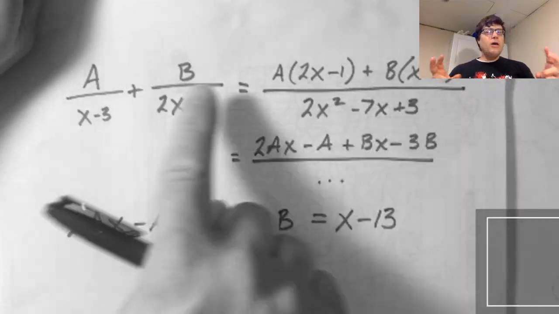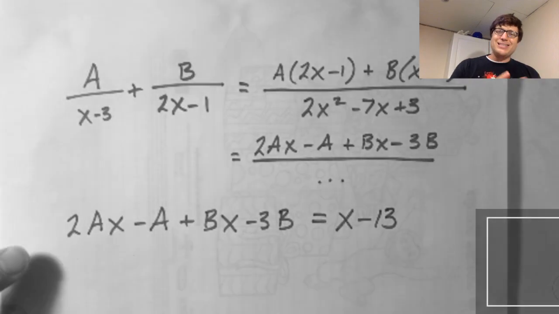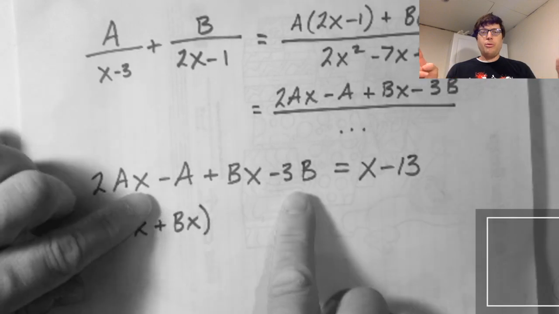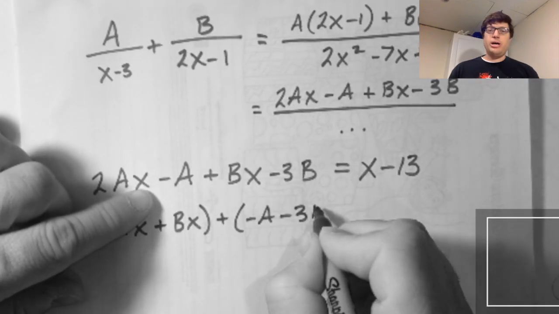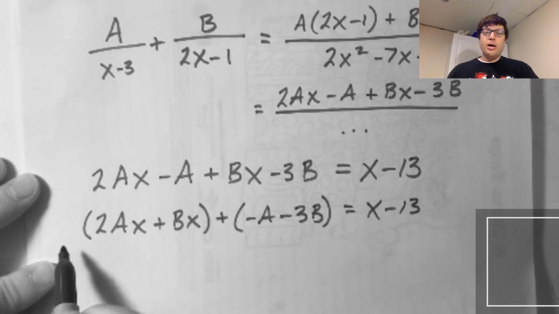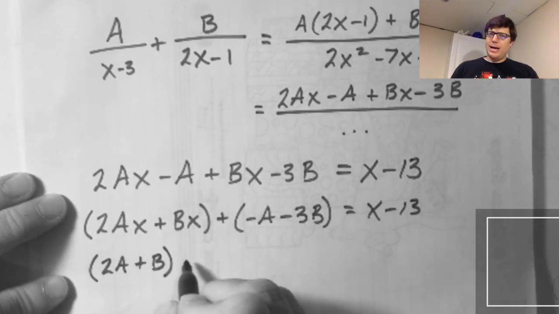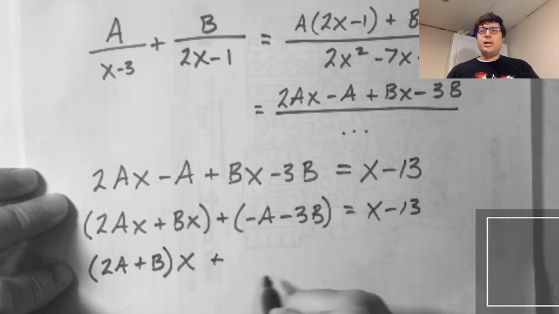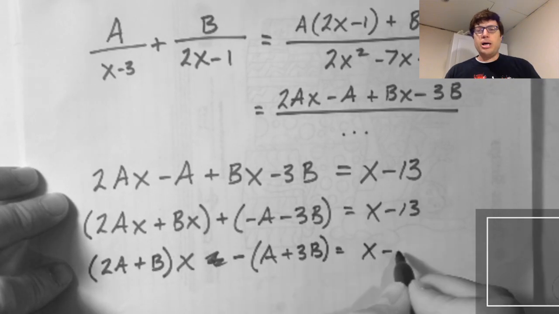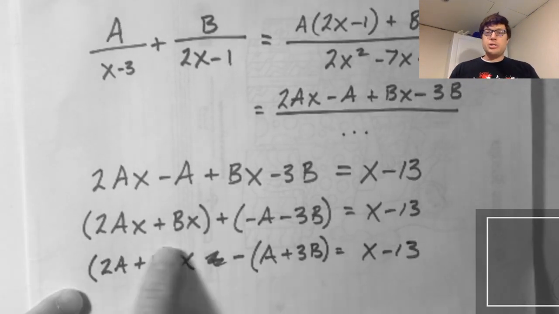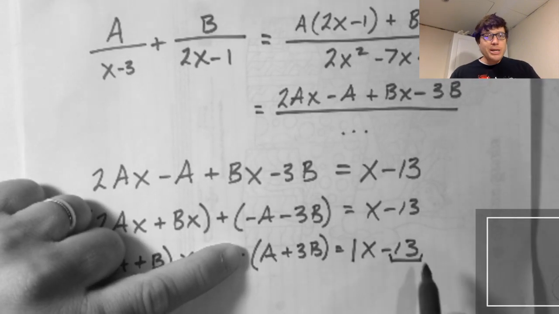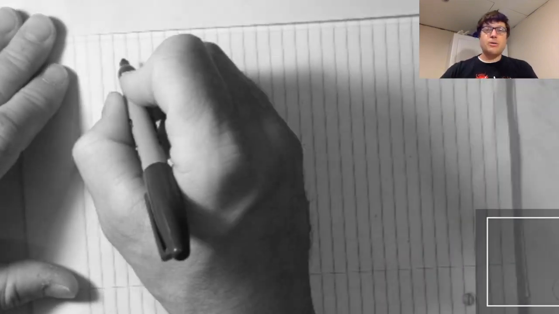Distributing and some clever regrouping means that we're going to have x times (2A plus B). Those are both multiplied by x, so we're going to factor x out. Then the rest that doesn't have x next to it, negative A minus 3B, gets grouped together. Technically 2A plus B should equal 1, because it's the number that is multiplying x. Furthermore, taking out the minus sign, we have A plus 3B, which should equal 13 because it's the constant. It doesn't have an x component next to it.